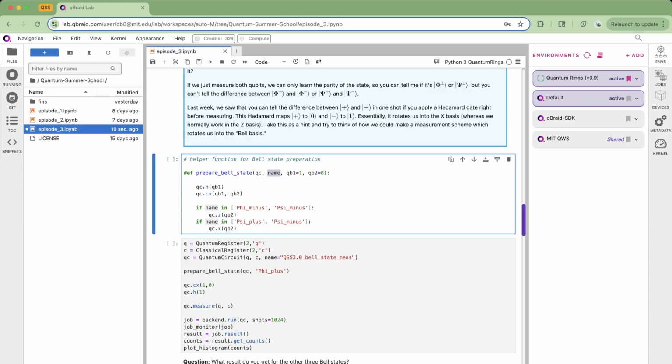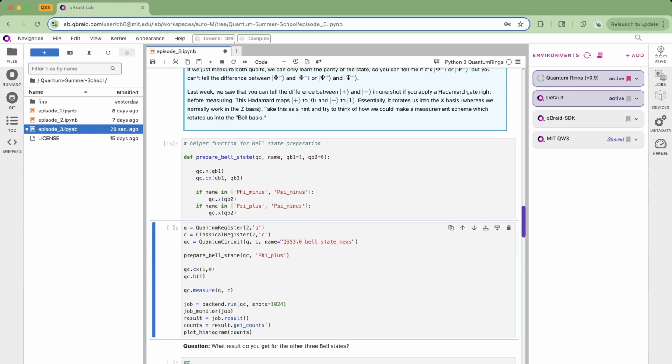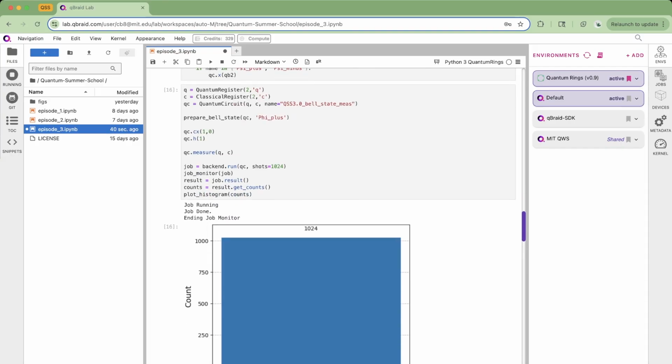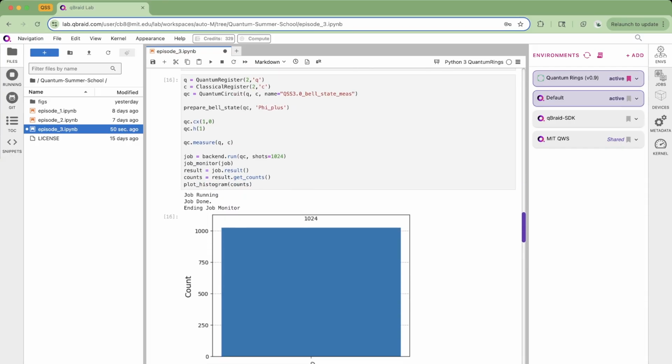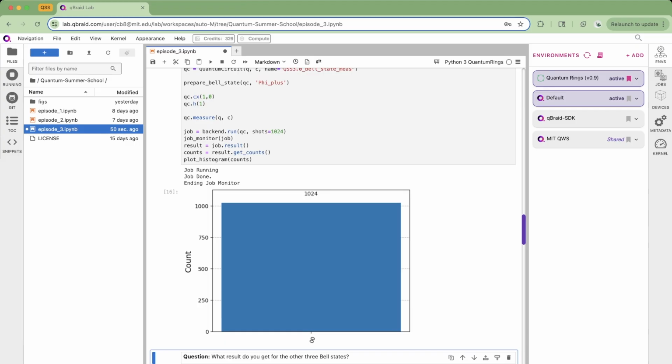So first, we have a helper function to prepare Bell state. We just provide the name of the state, so phi plus or minus or psi plus or minus, and then which qubit is the target and which qubit is the control. So here we're going to prepare the Bell state phi plus, and then we're going to perform our Bell state measurement. So we're going to apply a controlled X, controlled on 1 and targeting 0, and then we're going to apply a Hadamard gate on qubit 1. So let's see. So we measured 1,024 times, and we measured 0, 0 every time. So now the question is, what result do you get for the other 3 Bell states? Try this on your own first.